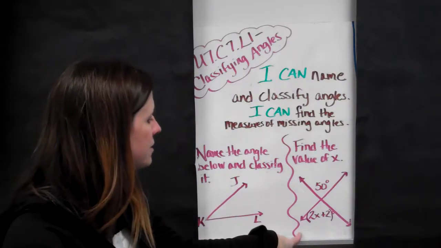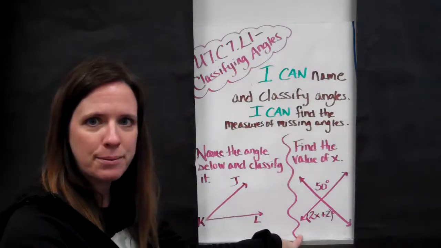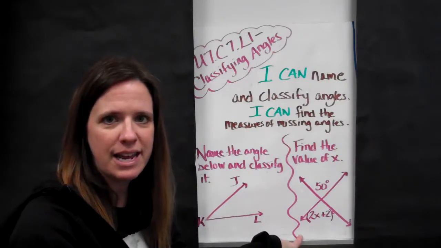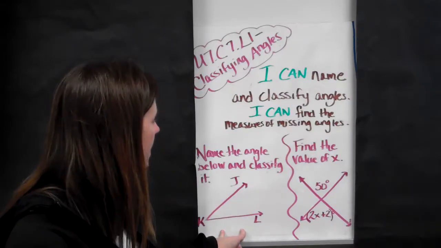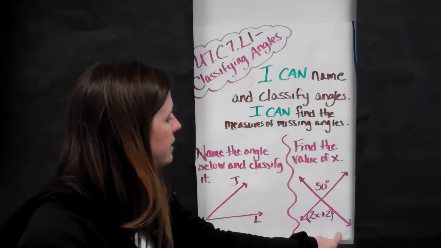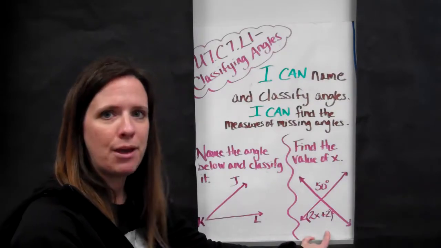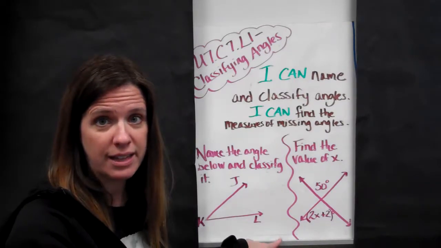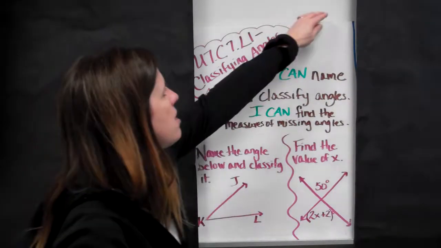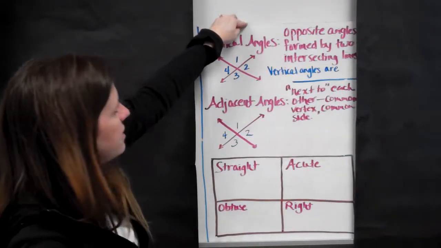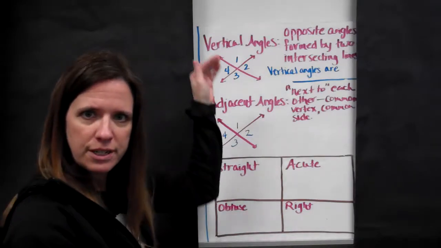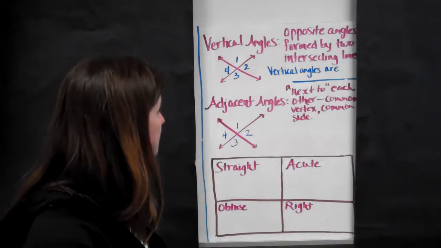These two problems that you see here will be the two problems we'll come back to at the end and ask you to solve. One is naming the angle below and classifying it, and then the other is finding the missing measure. We'll come back to this at the end, so you don't have to pause and write it down now. This next part of the board is a lot of definitions. You need to make sure you get these down in your notes.